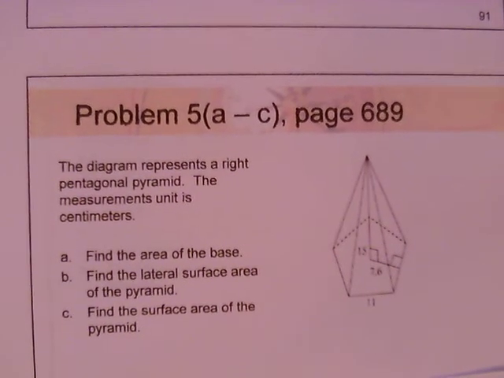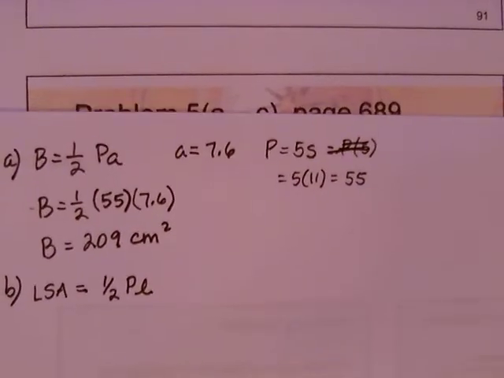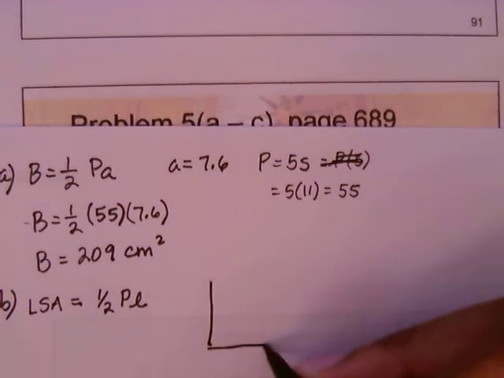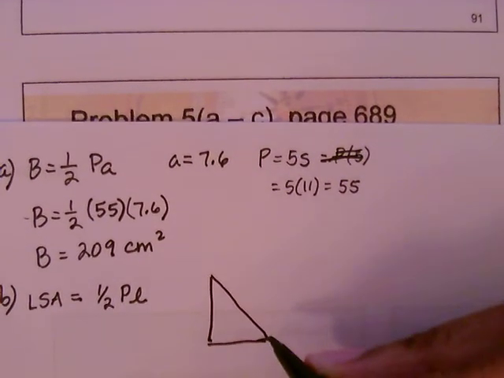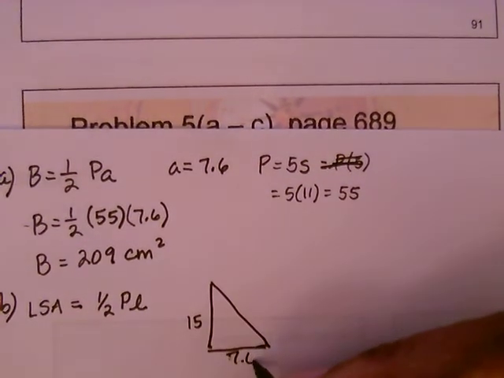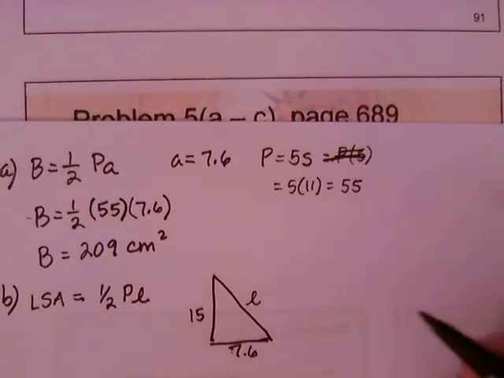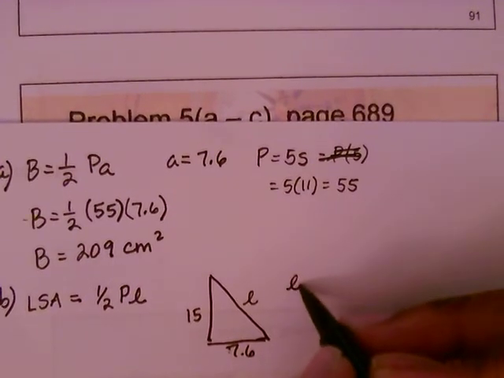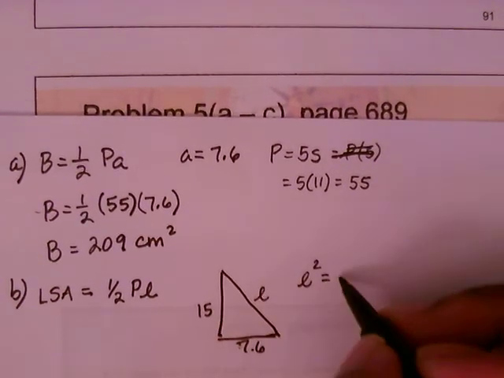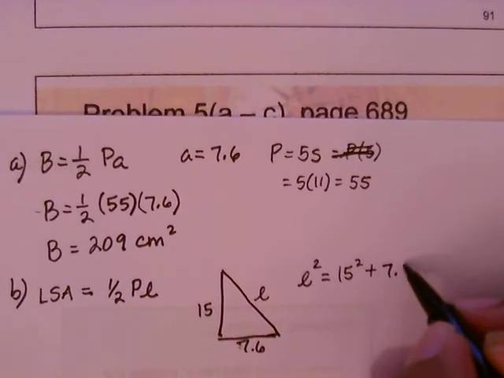So, if I write this out as a triangle, this is what I have. Here's a triangle here. I know the height is 15, and I know the apothem is 7.6. I know nothing about the slant height. So I need to use the Pythagorean theorem. So that means L squared would be equal to the square of the 15 plus the square of the apothem. That's 7.6, squared.